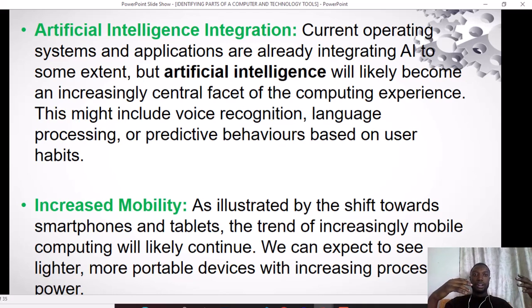All right. So as we are saying, with the next generation of computing, computers and smartphones and tablets will be very powerful compared to what we are using right now. So we can expect to see lighter, more portable devices with increasing processing power. In the next generation, the phones, tablets and laptops that they will be using will be very light, very portable, but very powerful machines.